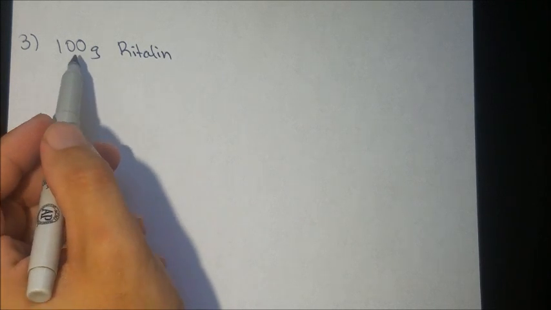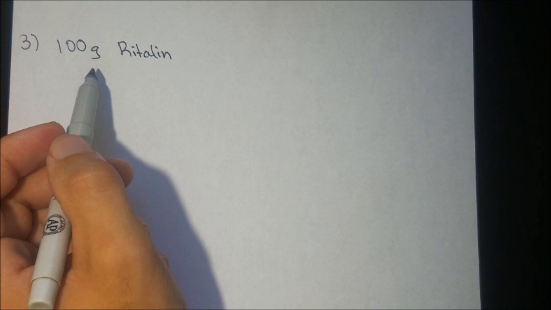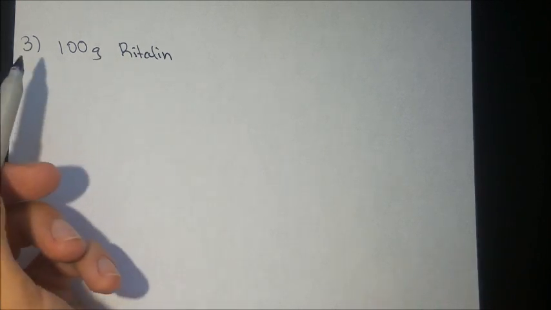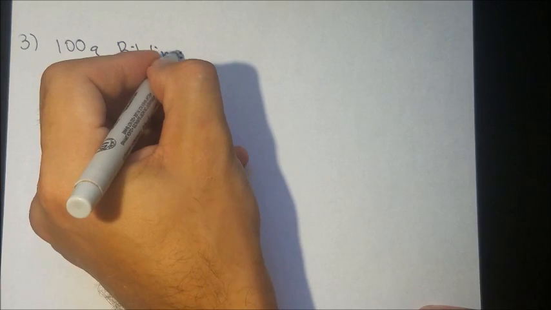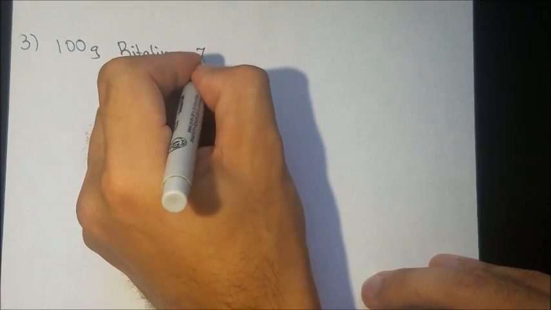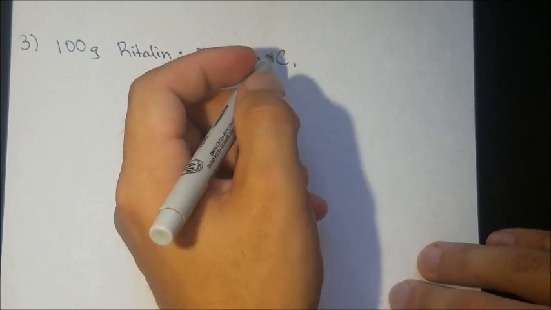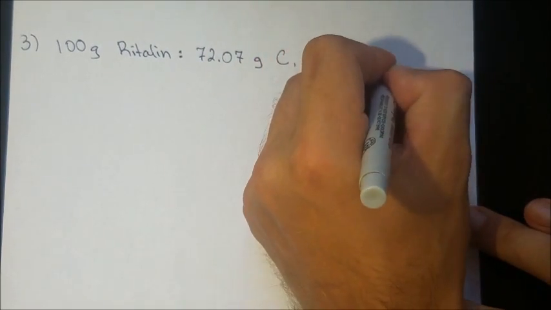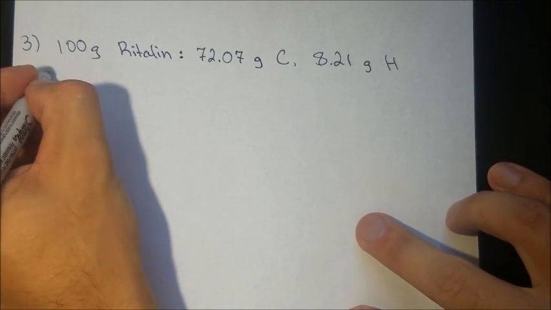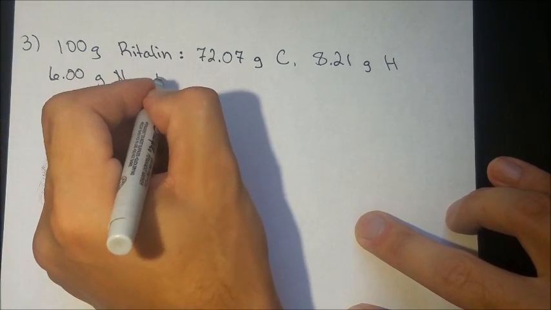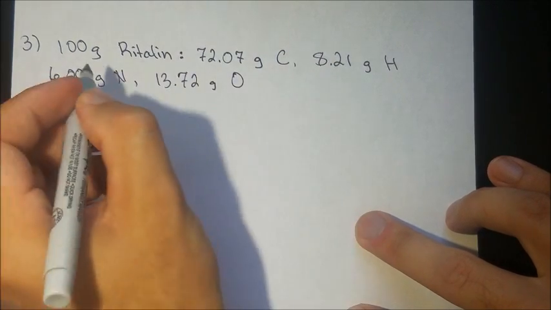So there's lots of different ways to do a problem like this, but the way that works for me is to start out by saying, well, suppose I have 100 grams of Ritalin. And the reason this is nice is because now 72.07% of 100 grams is just 72.07 grams. And likewise for all the other percents. So what this essentially becomes is 72.07 grams of carbon are in 100 grams of Ritalin, 8.21 grams of hydrogen are in 100 grams of Ritalin, 6.00 grams of nitrogen are in 100 grams of Ritalin, and then finally 13.72 grams of oxygen are in 100 grams of Ritalin.